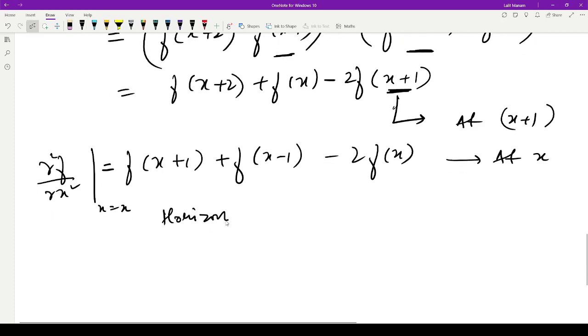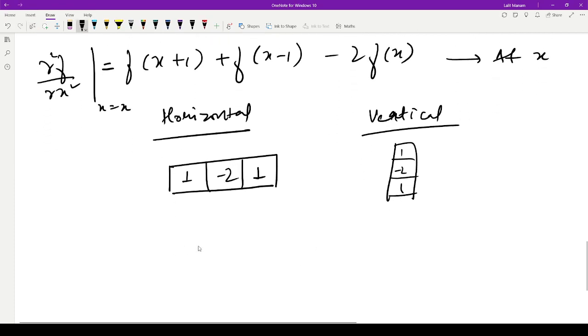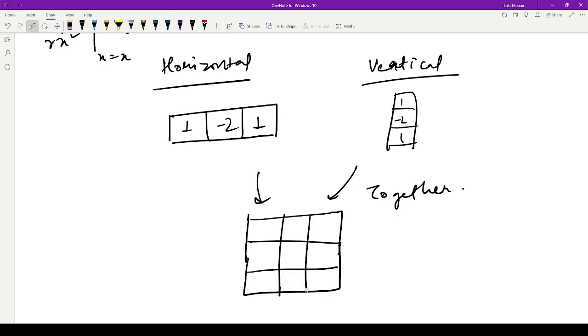Horizontal. It's a horizontal kernel. How will it look? 1, -2, 1. Okay. And vertical as well. Given these two, now if I want to do both of them together, how will it look? Together means I have to consider both the dimensions. How will it look? Anyone?